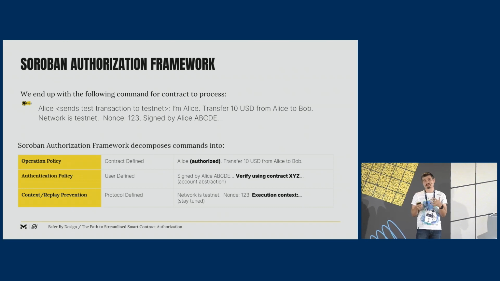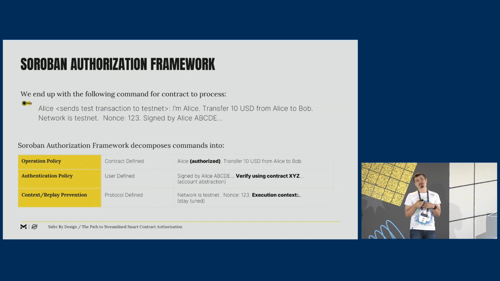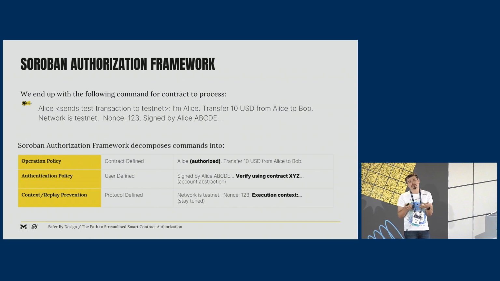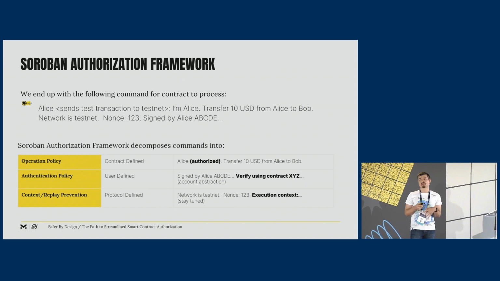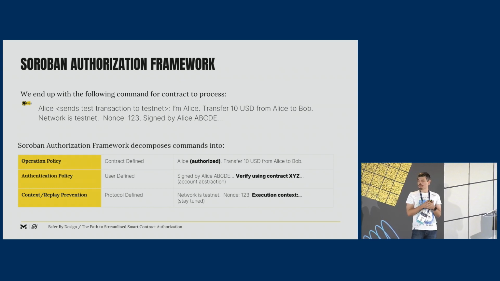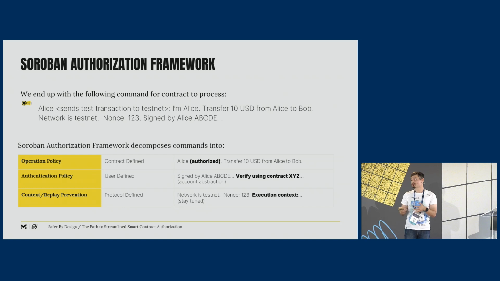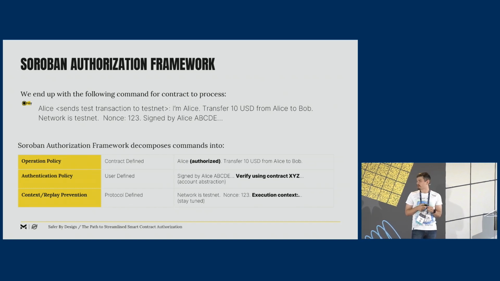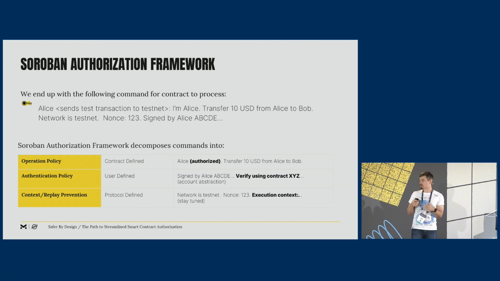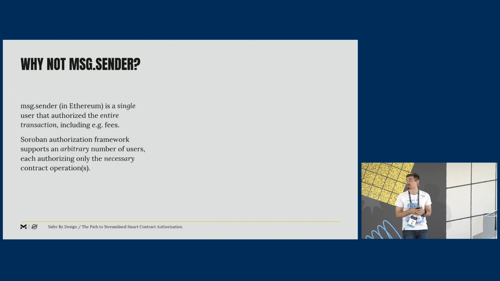So every contract does not need to keep replicating the signature verification logic again and again. Context and replay prevention are really universal for every contract, and every contract wants them in pretty much the same way. So with Soroban auth, we move this to the protocol layer, and we also add some additional execution context, for which you should stay tuned. I will talk more in the later slides.